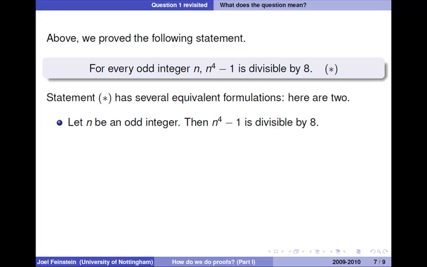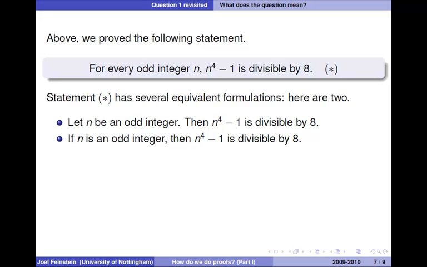So we could have said, let n be an odd integer, then n to the fourth minus 1 is divisible by 8. Now, that actually means exactly the same thing as the other one. They both incorporate the idea that if you know that n is an odd positive integer, then n to the fourth minus 1 is divisible by 8. Which you can say this way as well.